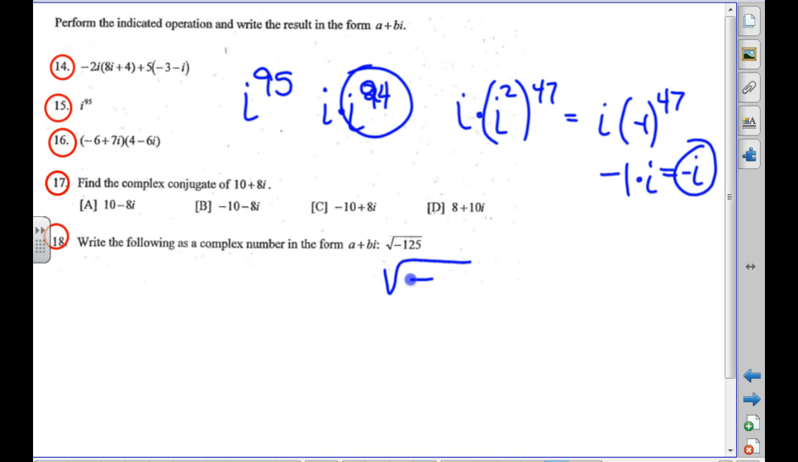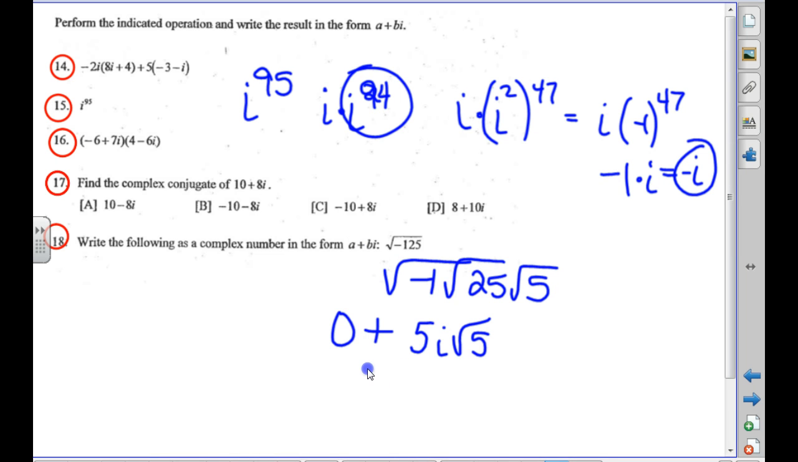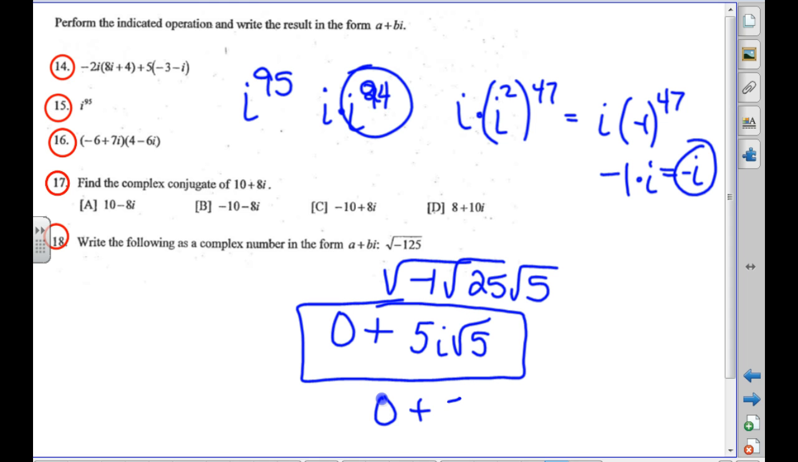And then number 18. This is the square root of negative 1 times the square root of 25 times the square root of 5, which is 5i square root of 5. There is no plus or minus on this problem. It does not say x squared equals something. You're not square rooting an x. If you had to write it in a plus bi form, you could put 0 plus so that it looks more like a plus bi, I'm fine. That's the right form, but I get anxious because if that square root goes over the i, then it's wrong.